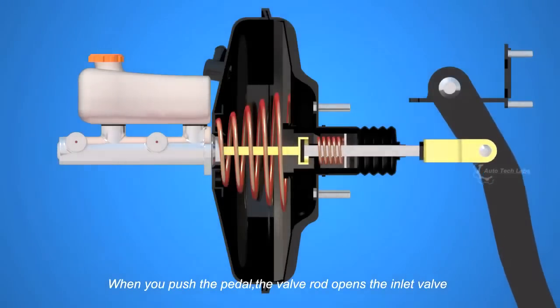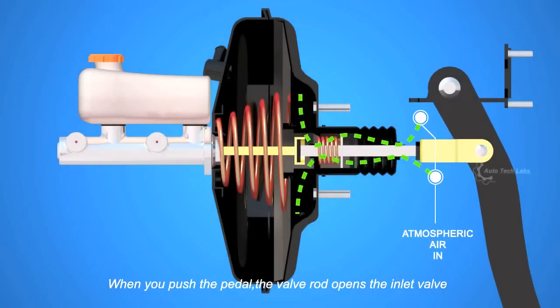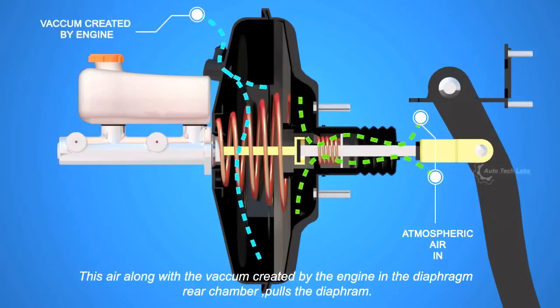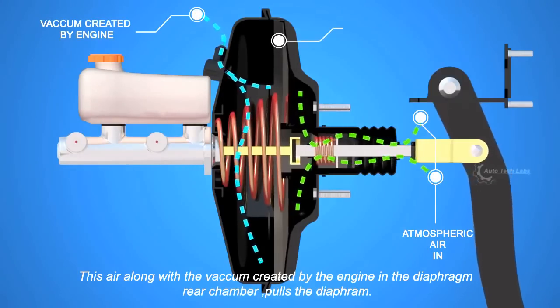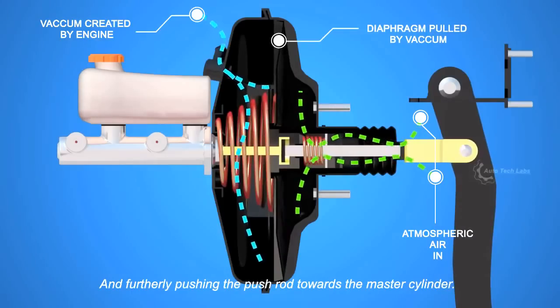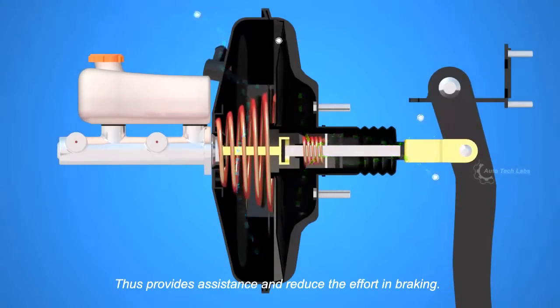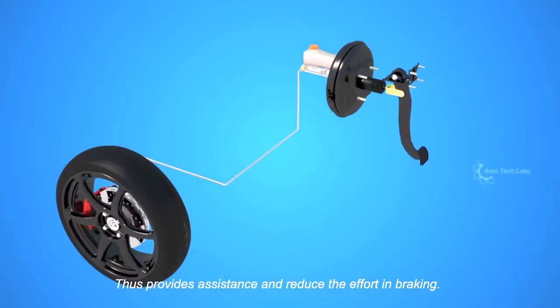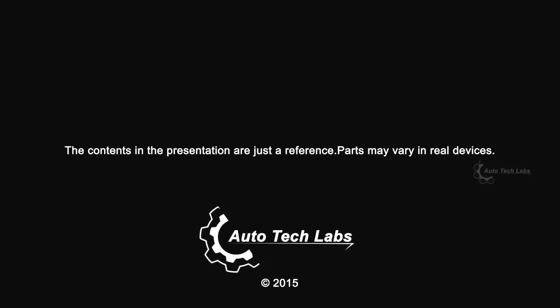When you push the pedal, the valve rod opens the inlet valve, allowing air into the diaphragm front chamber through the filter. This air, along with the vacuum created by the engine in the diaphragm rear chamber, pulls the diaphragm, and further pushes the push rod towards the master cylinder. Thus it provides assistance, and reduces the effort in braking. And that's how an automotive braking system works.